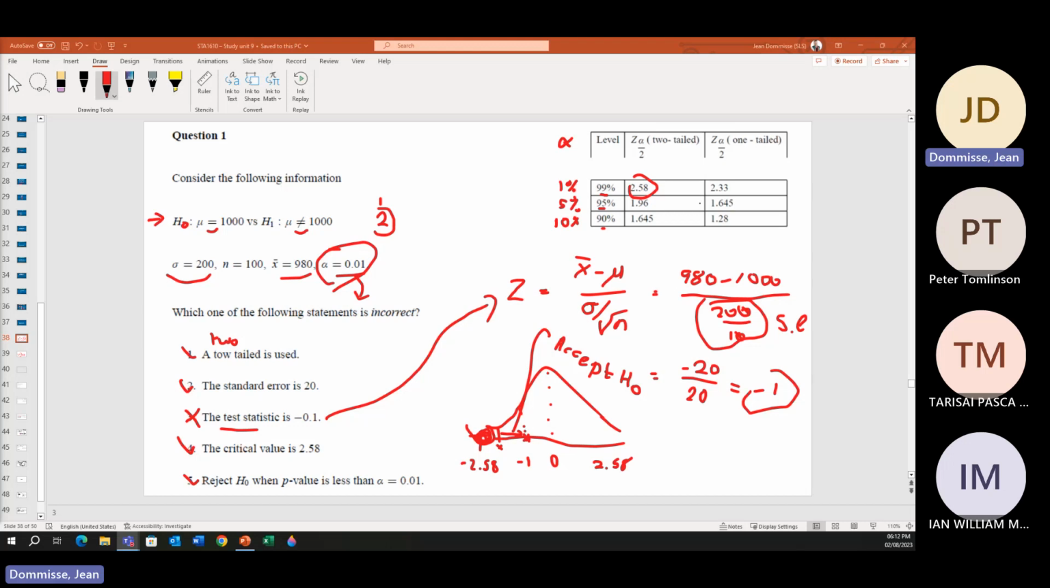I think this is probably one of those study units that I will do more of again. So when I get your timelines for your next assignment, it might be that I even do another one on this, so that we get to understand hypothesis testing a bit better, because it is one of your more difficult ones.